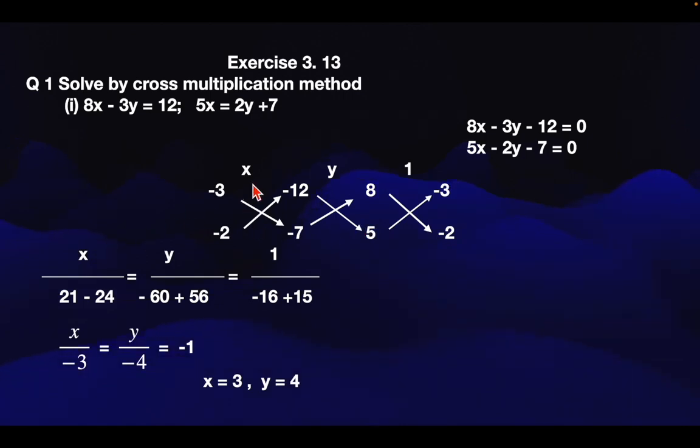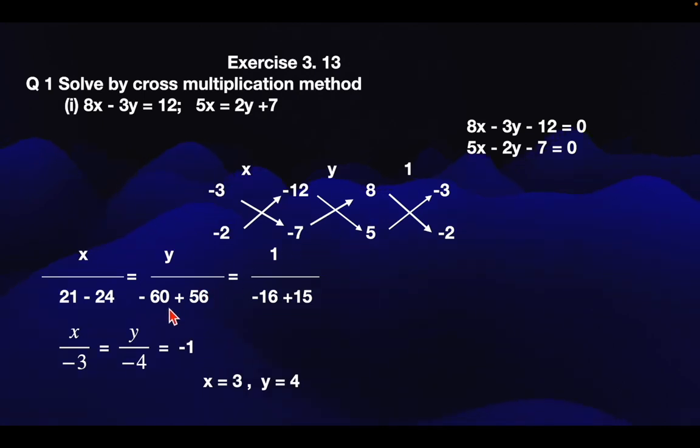The next step is x upon. x will be the numerator. The denominator, what will it be? It will be this number multiplied by this number minus this number multiplied by this number. So in this sum, it will be x upon -3 multiplied by -7 minus -2 multiplied by -12. -2 into -12 is 24. -3 into -7 is 21. So 21 minus 24. This is equal to y upon, again do the cross multiplication: -12 into 5 minus -7 into 8.